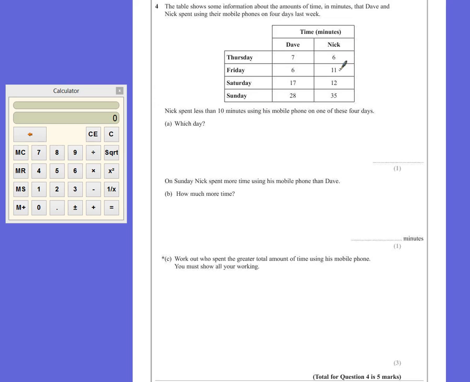If we look at Nick's times, 6 is the only number under 10, and that corresponds to Thursday. So the answer for this is which day? Thursday.